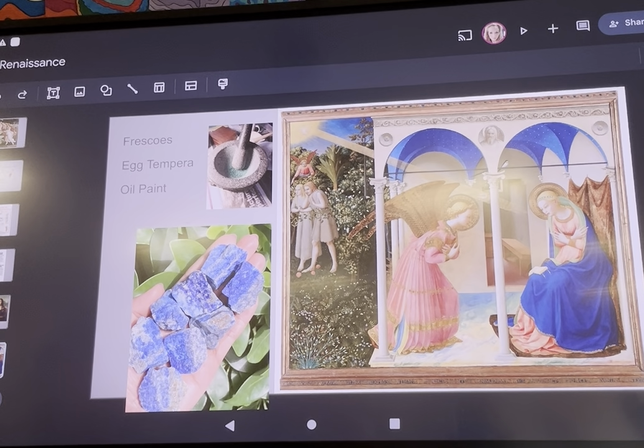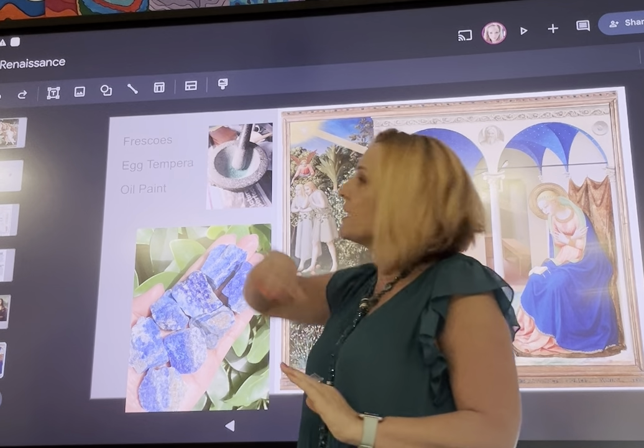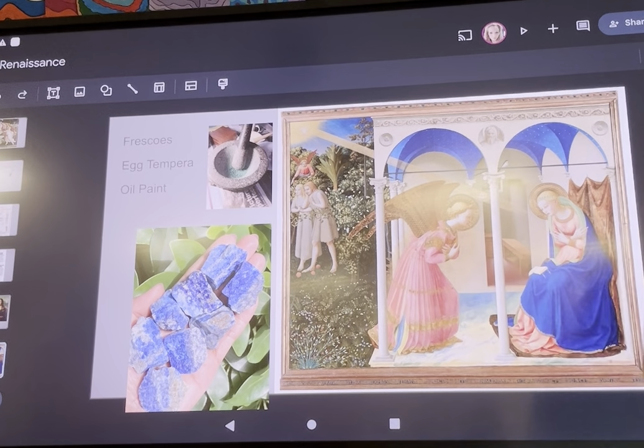There's three types of art mediums that were used. I talked about fresco being on the wet plaster. Egg tempera was becoming more popular. It literally is the yolk of an egg mixed with pigment. Now, think of the 1500s. In those days, you had to grind your own, and you most likely had an apprentice do it for you.